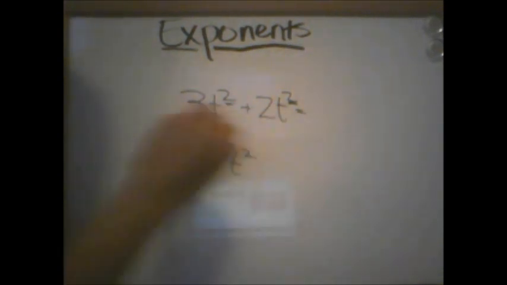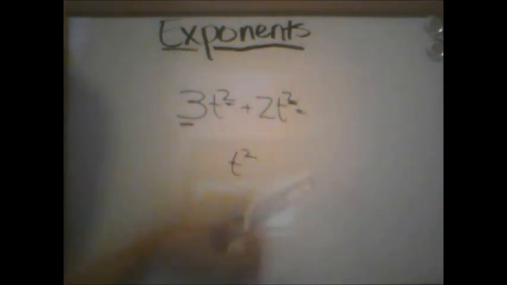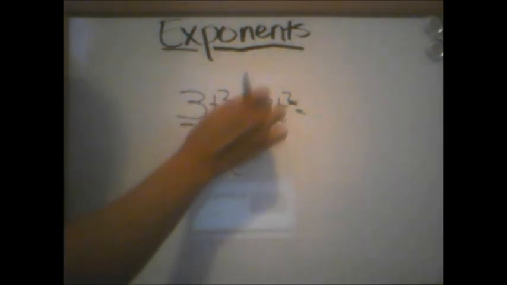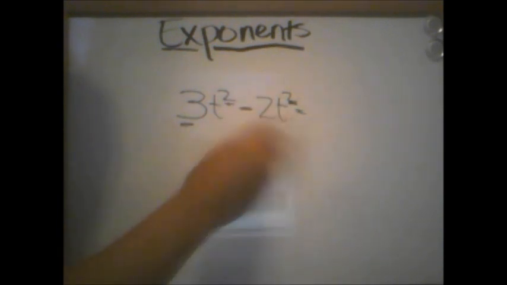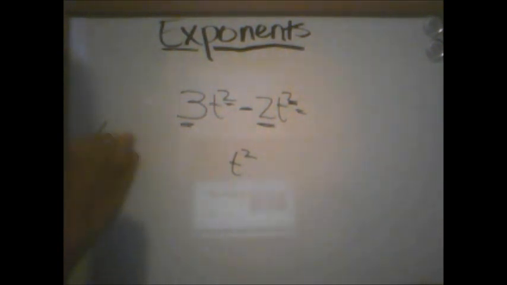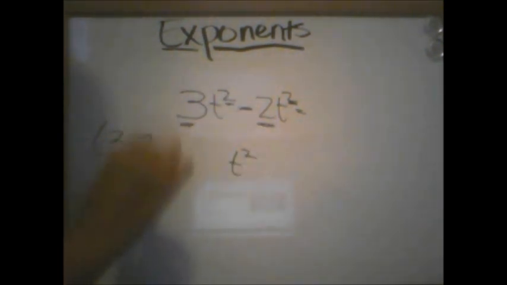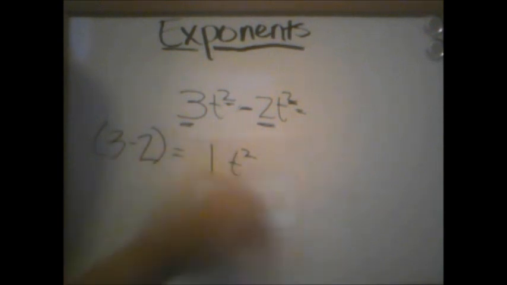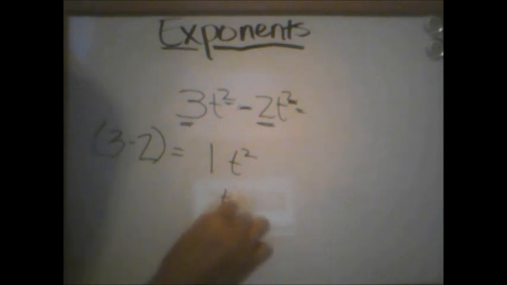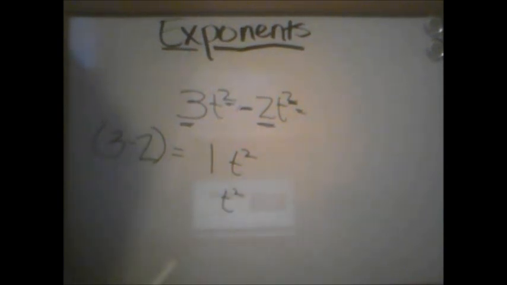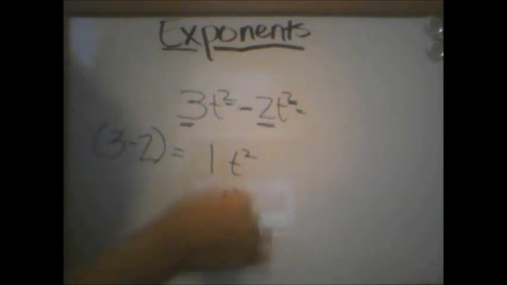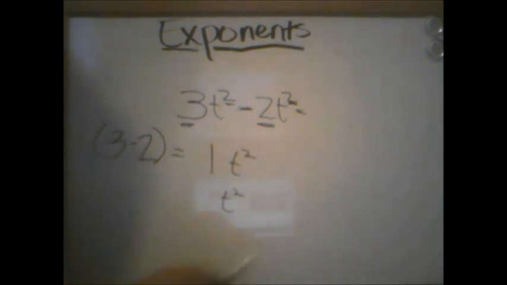Now we have to take the same coefficients. Oh, I'm sorry, I put plus. I meant minus. My apologies about that. So we have to establish that the coefficients are 3 and 2, and we take the same sign, which is subtract. 3 minus 2 equals 1. And commonly, they just put t squared. You can put 1. It's still the same exact answer. 1t squared and t squared is the same.